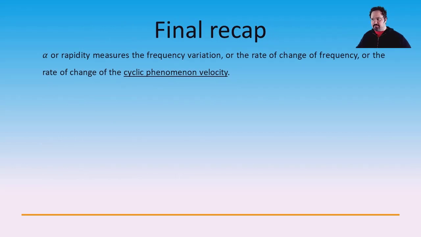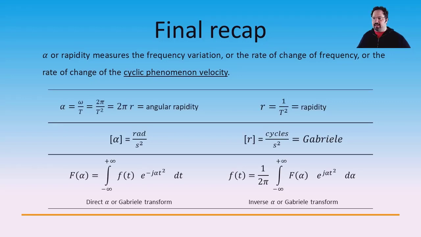So, final recap: alpha or rapidity measures the frequency variation, or the rate of change of frequency, or the rate of change of the cyclic phenomenon velocity. And those are the formulas we used. So alpha is 2 pi r, or angular rapidity. R is 1 over t squared, rapidity. The unit of measure of alpha is radians over second squared. The unit of measure of r is cycles over second squared, that equals Gabriele. And the direct alpha or Gabriele transform, f of alpha, and the inverse alpha or Gabriele transform, which is f of t in terms of alpha.